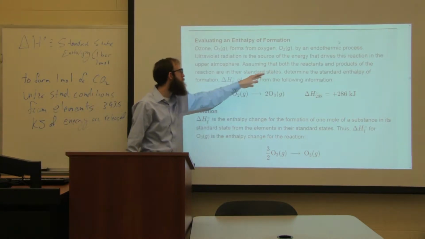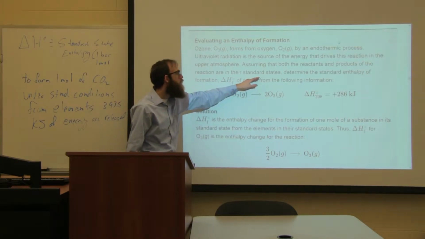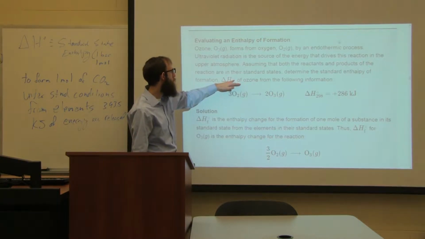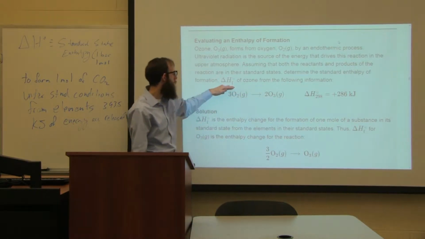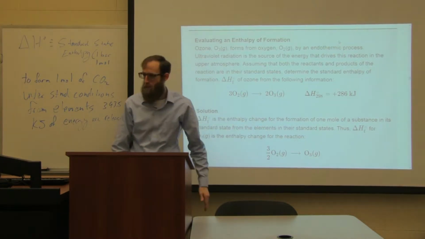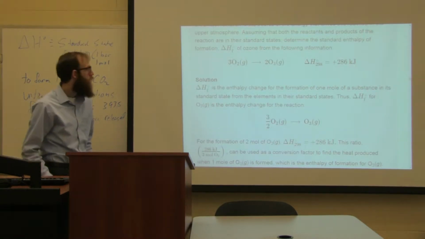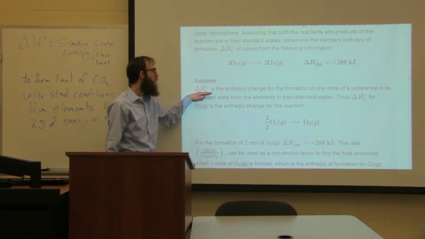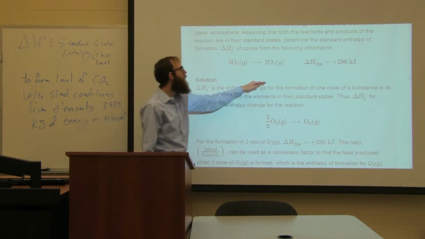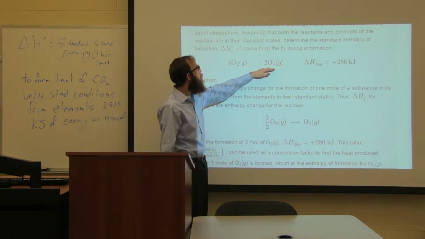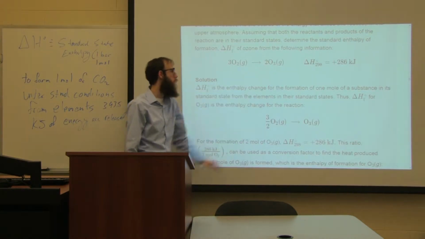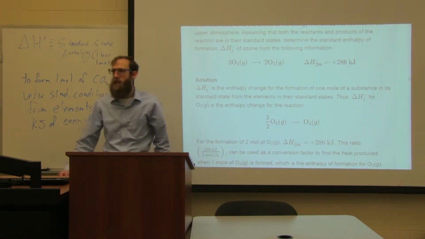Now, assuming that both of these things are in their standard state, determine the standard enthalpy of formation, delta H_f under standard conditions, of ozone. So the standard enthalpy of formation of ozone from this information. Well, this is the standard enthalpy of formation for 1 mole of a substance. We are given it for 3 moles of oxygen reacting to form 2 moles of ozone, and that gives us 286 kilojoules.